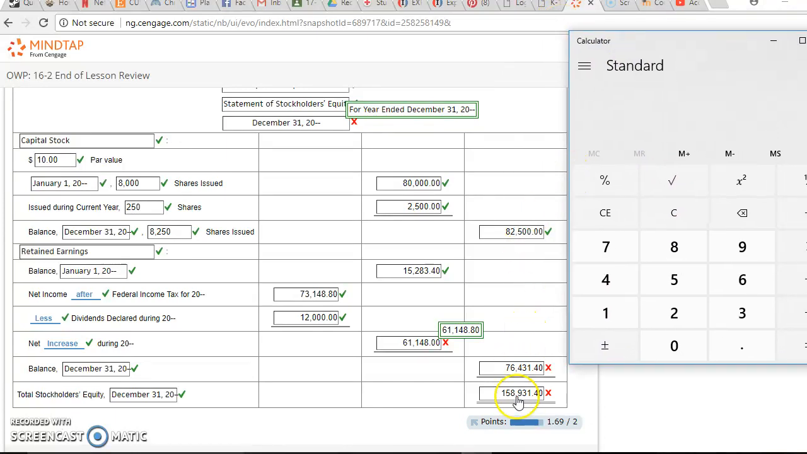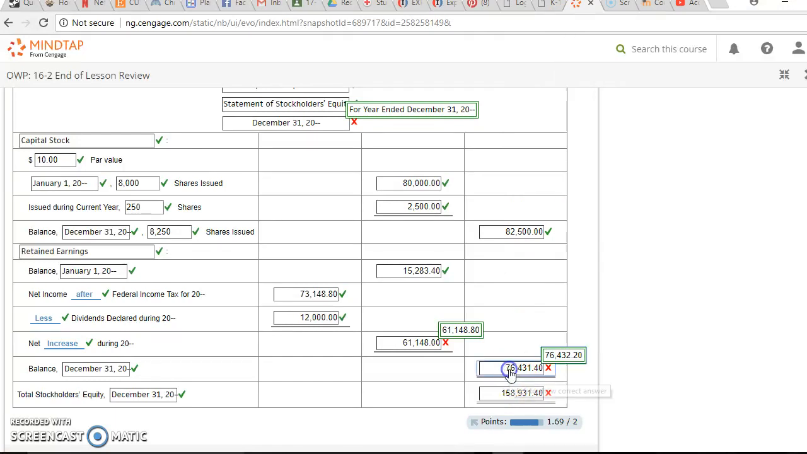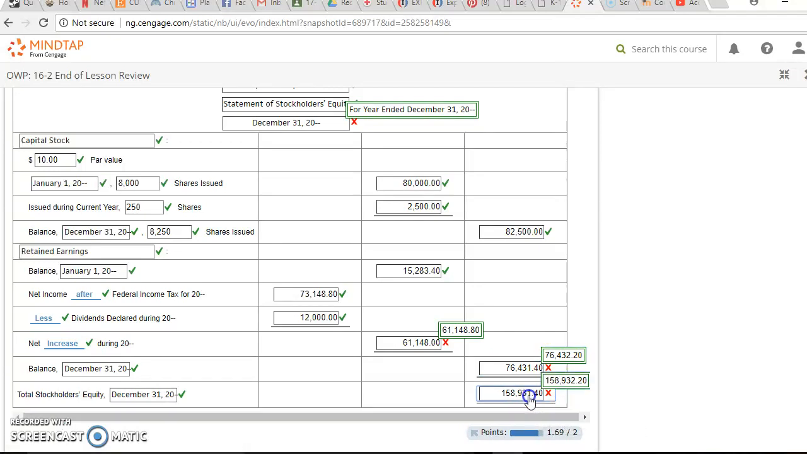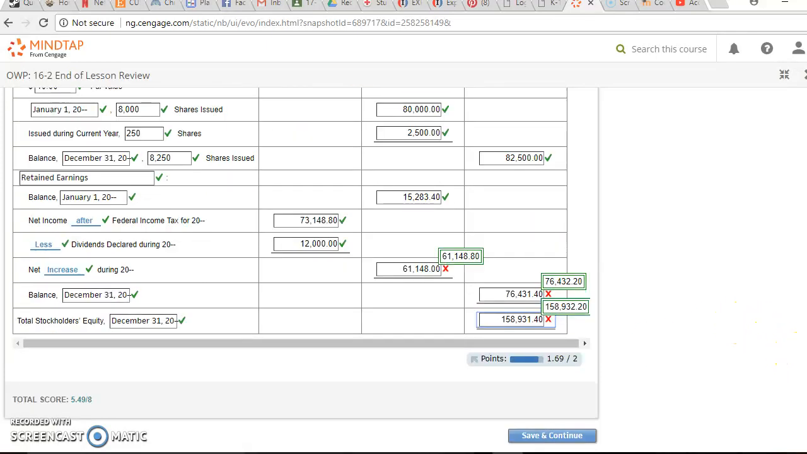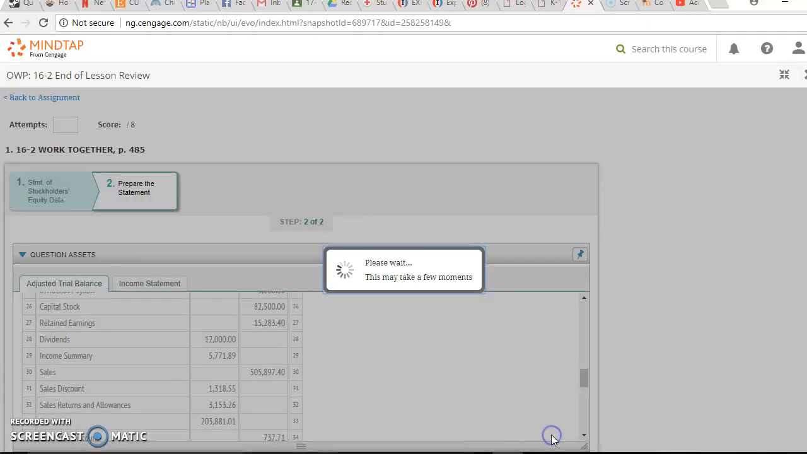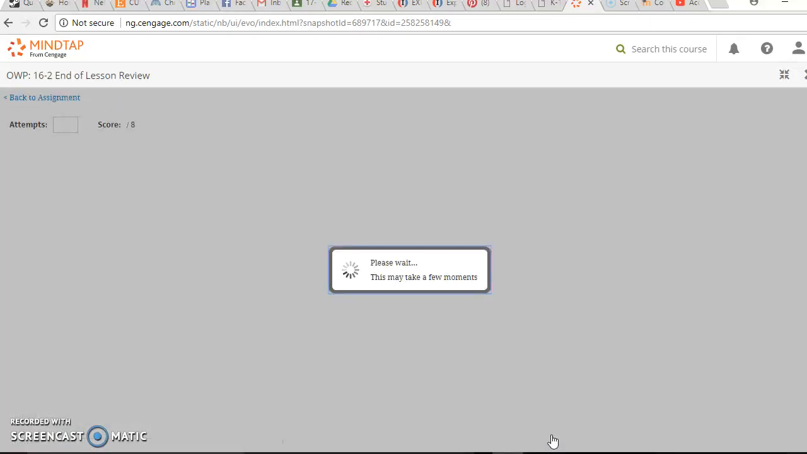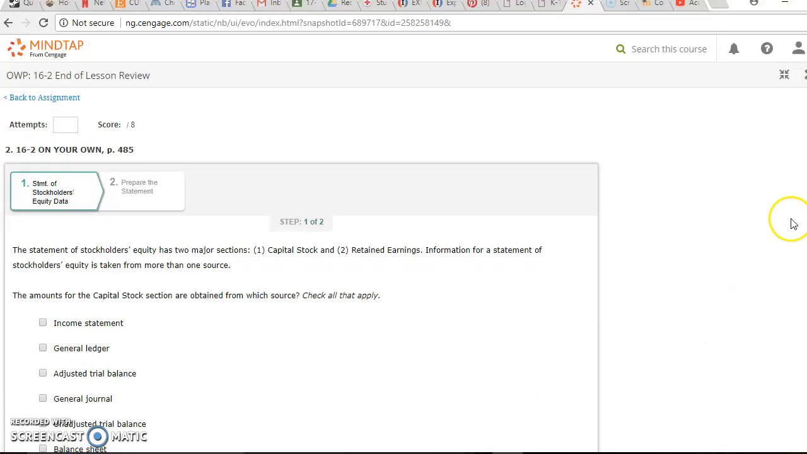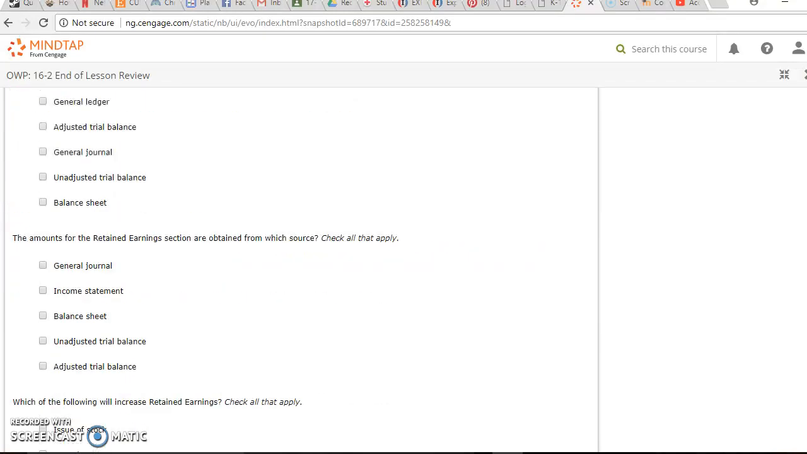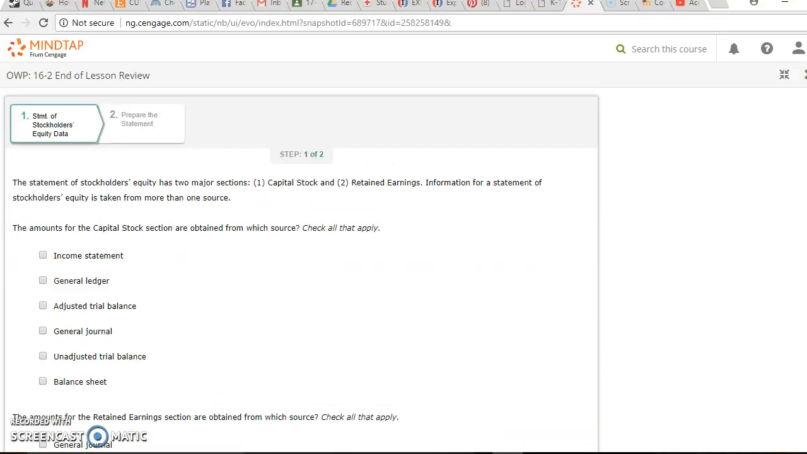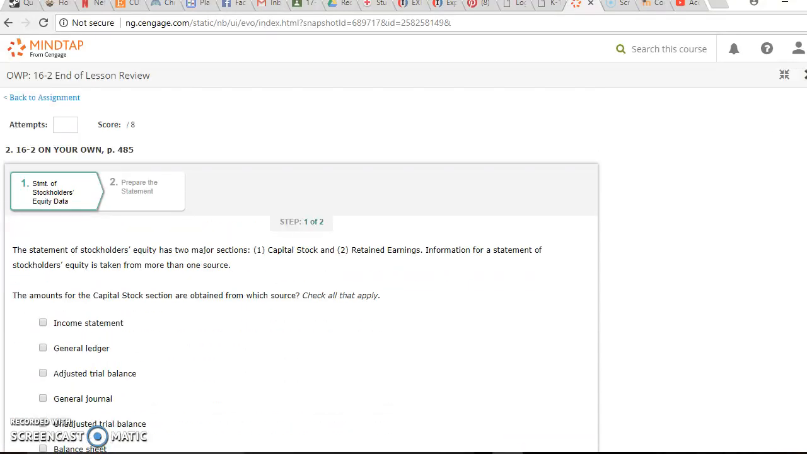Yeah. So, sorry, got in a rush there. So you should have had a different answer there because of the cents there. So 432.20, and then this was a few cents off there, 158,932.20. Okay. Okay, so that's 16.2.